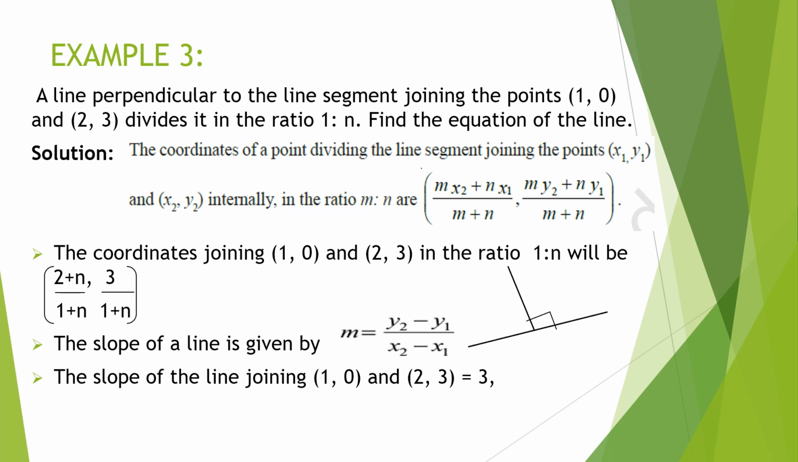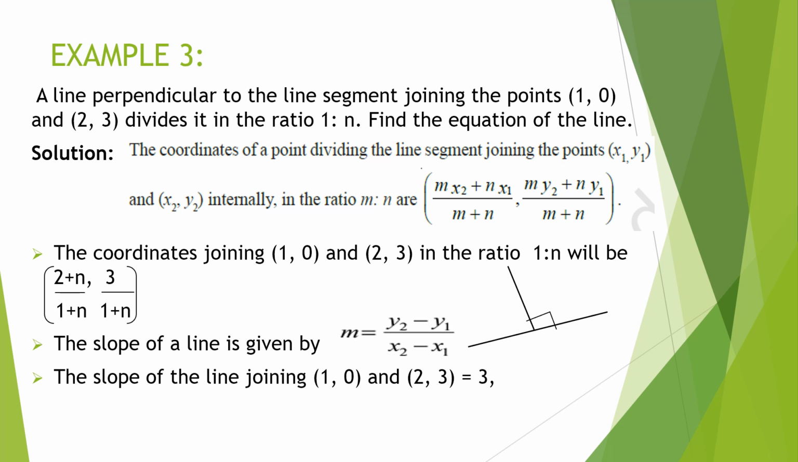So now, first thing is, you know from the previous chapters that the coordinates of a point dividing the line segment joining points (x1, y1), (x2, y2) in the ratio m:n will be (mx2 plus nx1 upon m plus n, my2 plus ny1 upon m plus n). So we have 2 points (1, 0) and (2, 3) and the ratio is 1:n. So what will be the coordinates of the point? The coordinates of that point will be (2 plus n upon 1 plus n, 3 upon 1 plus n). So first thing what we have found is the coordinates of the point in which the line segment divides in the ratio 1:n.